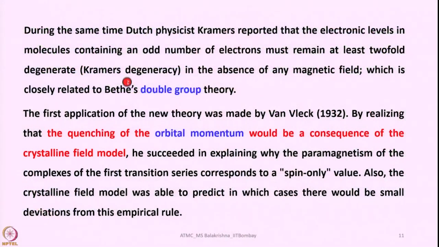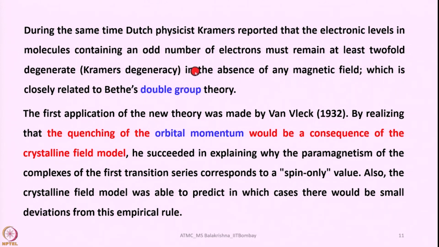That means Bethe's contribution is quite remarkable in developing a complete concept of crystal field theory. During the same time, Dutch physicist Kramers reported that the electronic levels in molecules containing an odd number of electrons must remain at least two-fold degenerate. So, this is also called the Kramers degeneracy rule in the absence of any magnetic field, which is closely related to Bethe's double group theory.